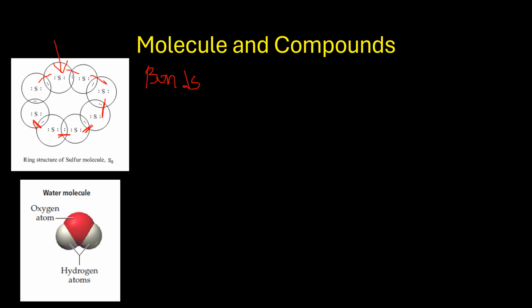And so because it's not just an atom on its own, it's bonded with other atoms, we would call this a molecule. And so we can say a molecule is made when atoms form bonds with other atoms. So atoms bonding with other atoms, that's called a molecule.